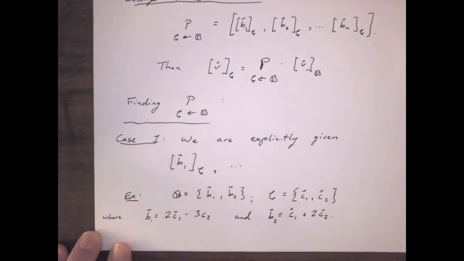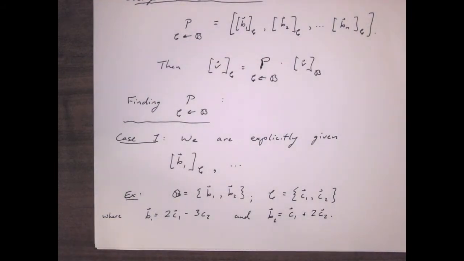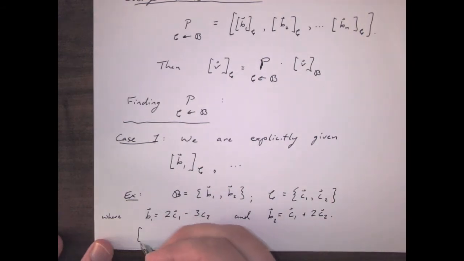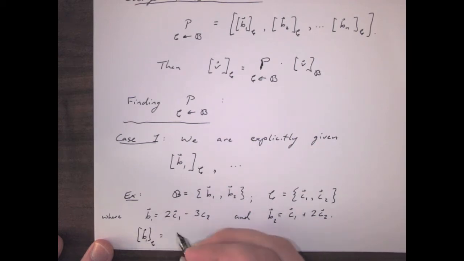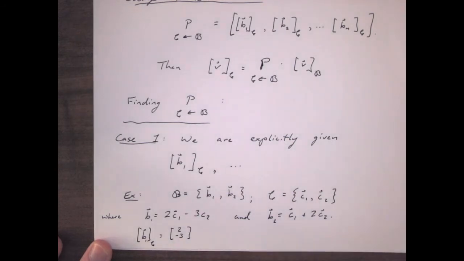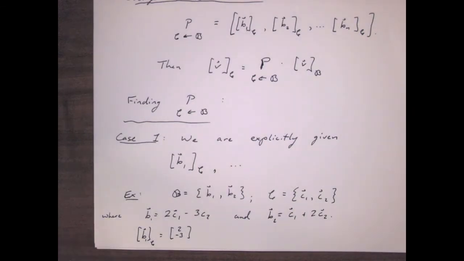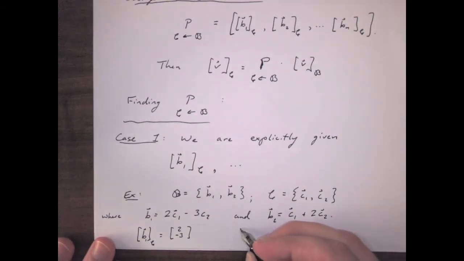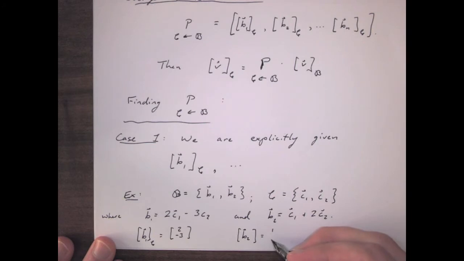Okay, so what we've been told is the recipe of the weights on the various C's that go into making each of the B's. But the weights that go on these basis elements to make these basis elements, in other words, the representation of B1 with respect to C. So this is just saying 2 times the first element, negative 3 times the second. That's exactly what this representation is supposed to represent. And B2 is going to be 1 times the first element plus 2 times the second element.